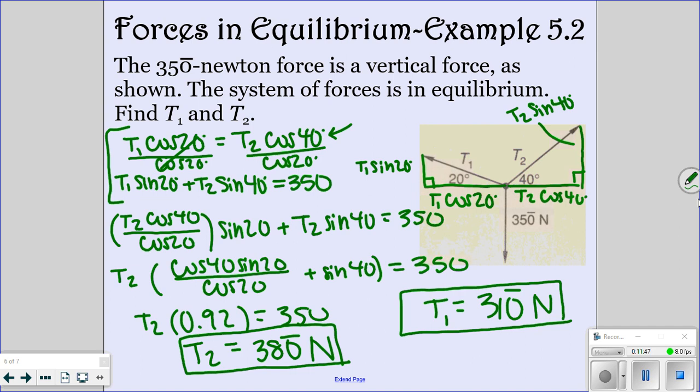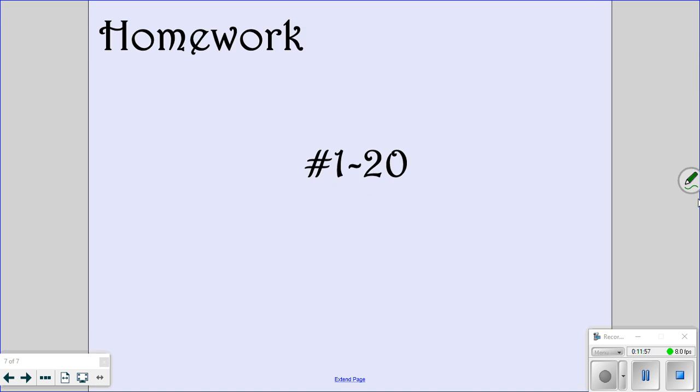So that's how you do forces in equilibrium. Again, I really like them. They're not going away. So you definitely have to practice them if you are having trouble. For your homework, you need to do numbers 1 through 20 so that we can go over your questions you have tomorrow.